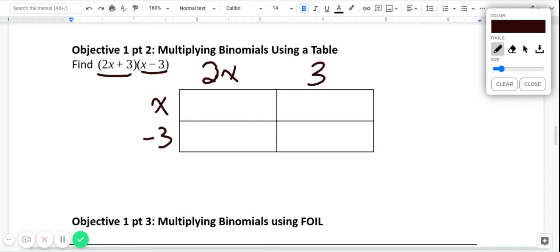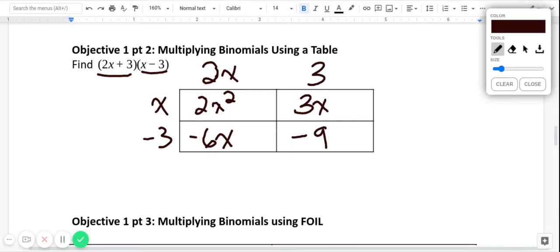And now, each of these boxes are like a product box. This box connects this 2x and this x, so I'm going to take 2x times x, which is 2x squared. Okay, I'm going to go right here. This box connects this 3 and this x, so I'm going to take the product of 3 times x, which is 3x. And now this box connects the 2x and the negative 3, so I'm going to take negative 3 times 2x, which is negative 6x. And then this box over here connects the 3 and the negative 3, so I'm going to take 3 times negative 3, which is negative 9.